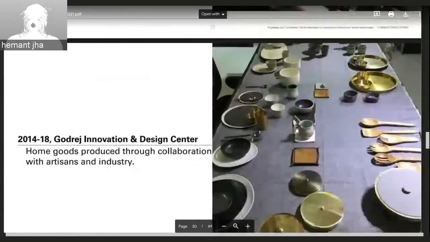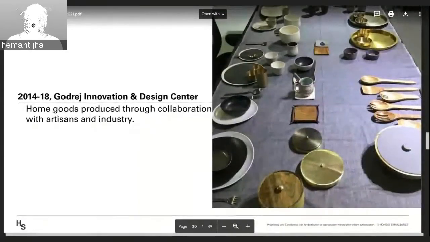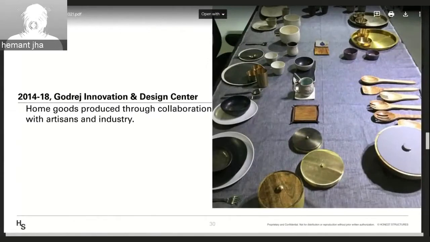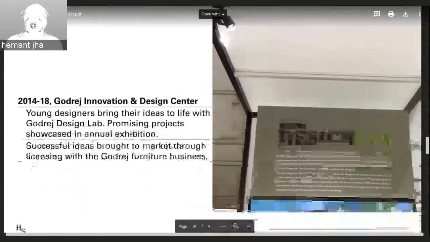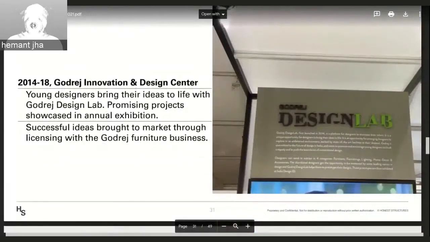And next, we also worked with artisans and industry together for a wide range of home goods. We launched a consumer brand called Script, which does a lot of furniture and home goods. And we also started this program called Goldswitch Design Lab.